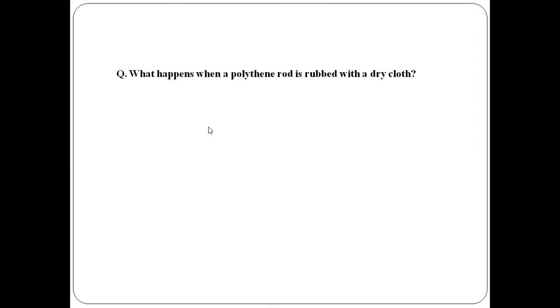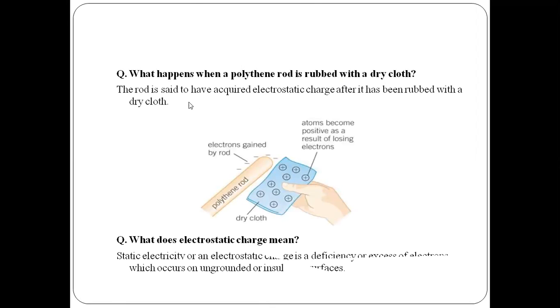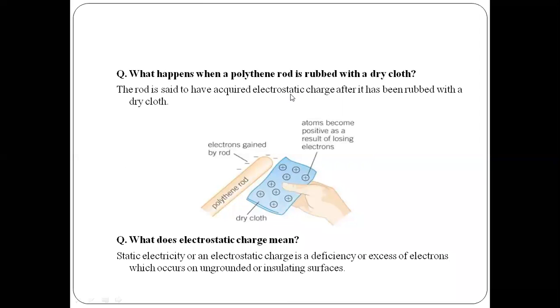Let us take one more instance. What happens when a polythene rod, just a plastic rod like that, is rubbed with a dry cloth? The rod is said to have acquired electrostatic charge. Now here I am introducing one important new term: electrostatic charge. What is the charge we know?